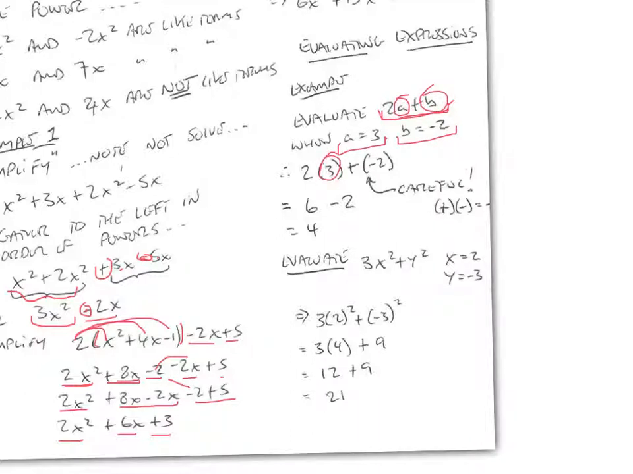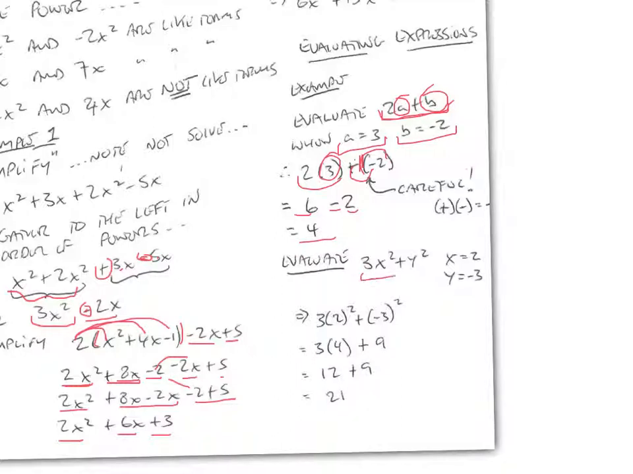Okay? So we have 2 times 3 is 6, and then we have plus brackets minus 2. So what's going on here? That's really plus 1 times minus 2. Plus by minus gives minus, and 1 by 2 is 2. So always that 1 you can't see, but it's there. So 6 minus 2 is 4.